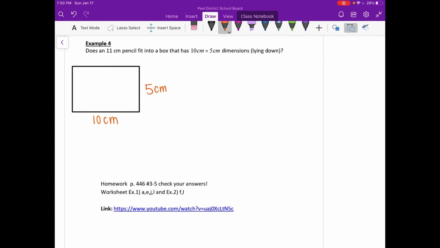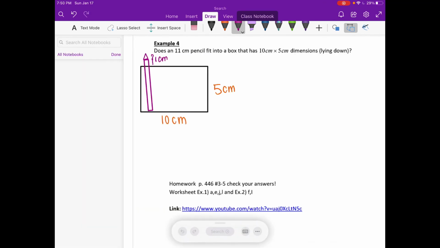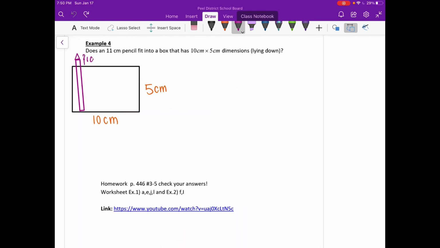Okay, so let's take this pencil. I'm going to draw this 11 centimeter pencil out. I'm not an artist, so I'm not even going to bother trying to draw it out. If I tried to fit it this way, would my pencil fit? No, my pencil would not fit. I still have 1 centimeter here. So that's not possible. Okay? So forget it. It's not going to fit that way.